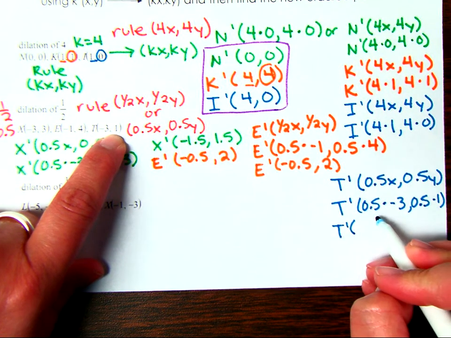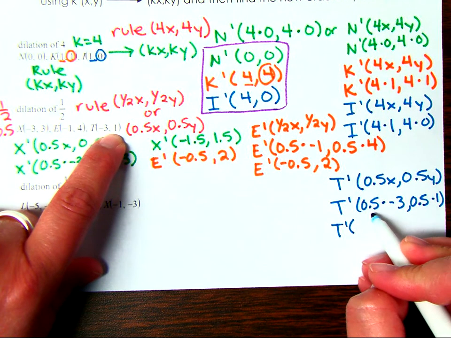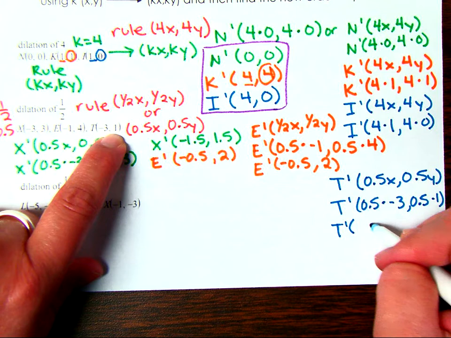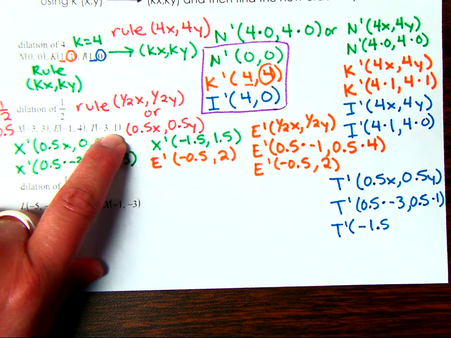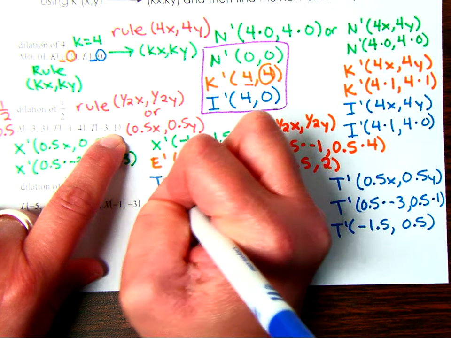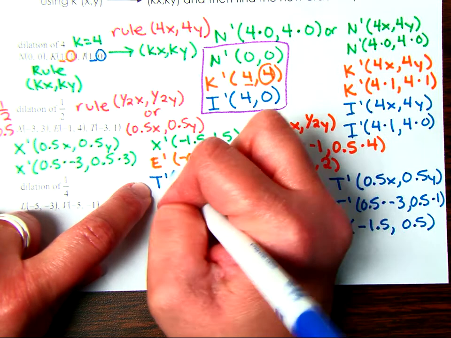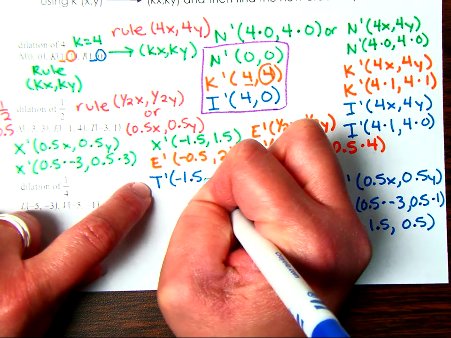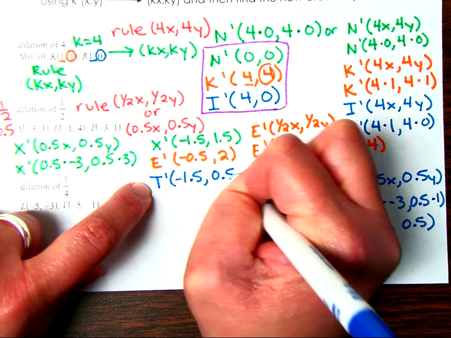So think again, half of $3 is $1.50, but positive times negative is a negative. Half of $1 is 50 cents. So that should be my ordered pair for that. So T prime should be negative 1 5/10, times 5/10.